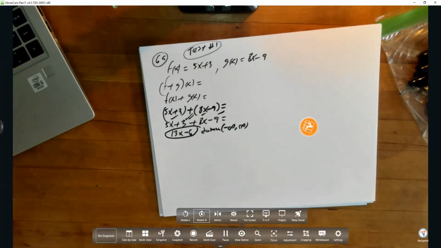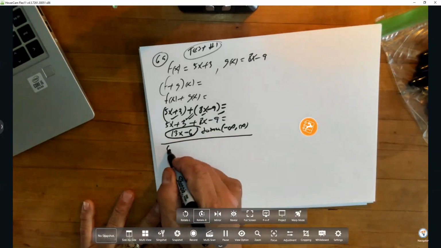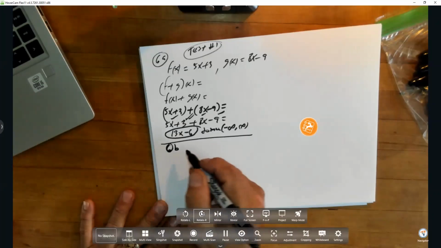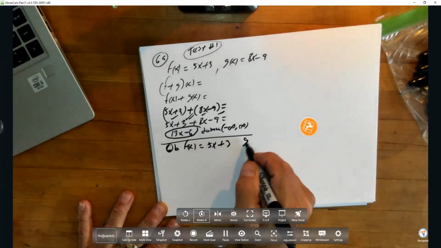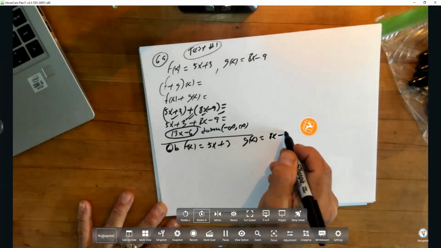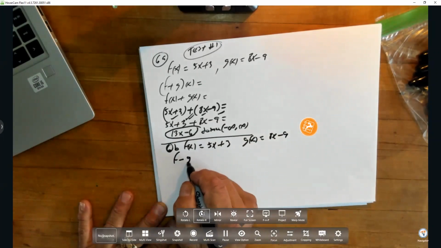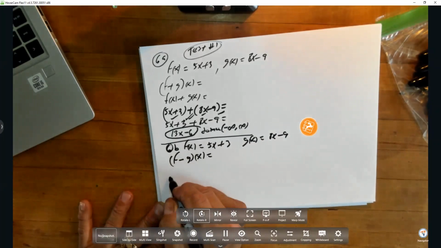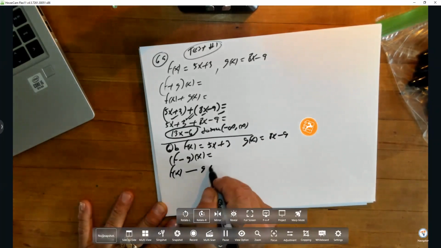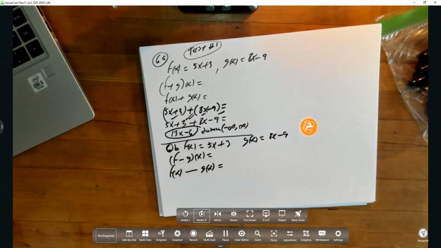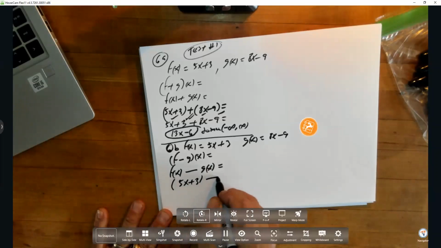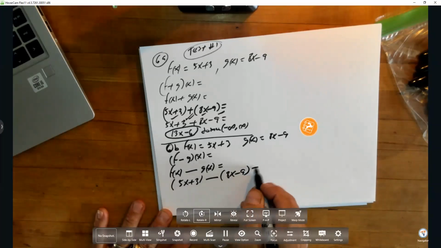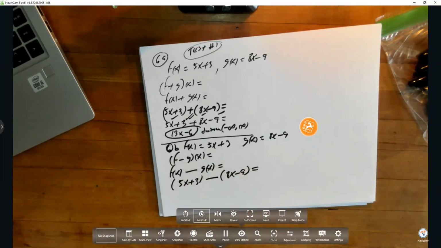All right, let's go to 6 letter B. This one says, same problem, f of x equals 5x plus 3, and g of x is 8x minus 9. This time it says find f minus g of x. All that means is take the first one away from the second one, f of x take away g of x. So it's going to be 5x plus 3 minus 8x minus 9. Is everybody okay with steps 1, 2, 3?